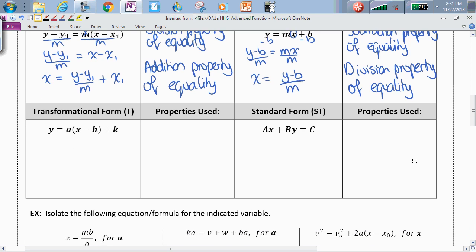We've got transformational form. We're trying to isolate for x. So first things first, we have to get rid of this k. So we're going to subtract k from both sides. So on this left side we get y minus k equals a times the quantity x minus h. The only way we can get into this parenthesis is to get rid of this a. So we're going to divide both sides by a. So we started with the subtraction property of equality.